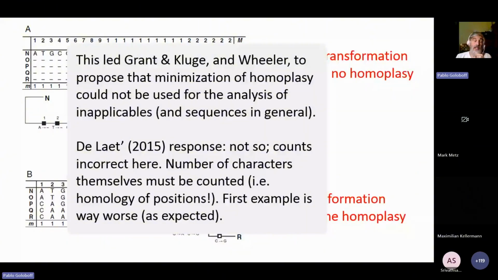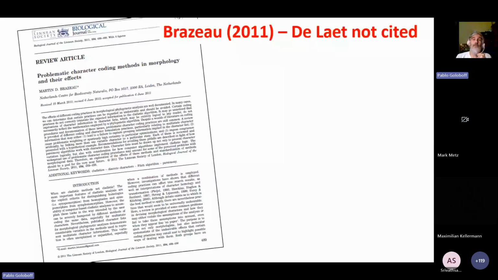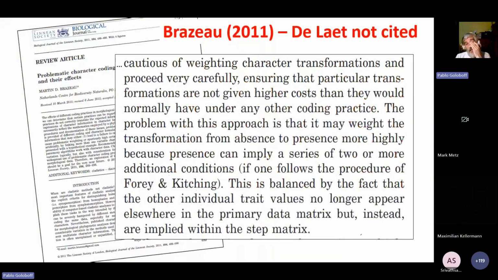Another paper that published some considerations about the analysis of morphological characters and also inapplicable characters was by Brassot, 2011. He did not cite the paper by Delet, perhaps he had not read it at the time. This is a well-cited paper. And he also considered the possibility of Sankoff optimization, but he said that one has to be cautious of weighting character transformations and proceed very carefully.